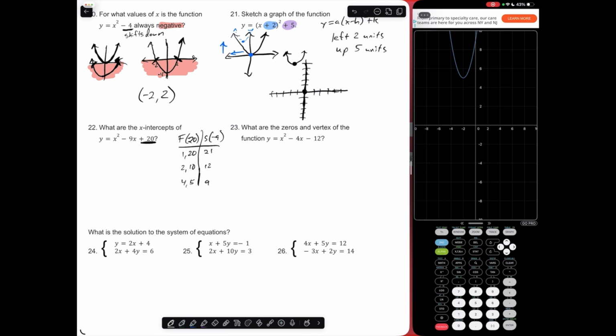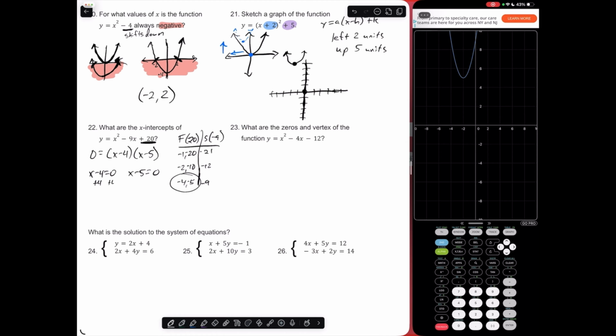+20 can be found by doing positive times positive, but we also can multiply negative by negative to get a positive value. So these would all flip to negatives. This is what we're looking for. So we want 0 equals x minus 4 times x minus 5. The zero product property tells us we can set each of those pieces equal to 0, which is why we set this equal to 0 here.